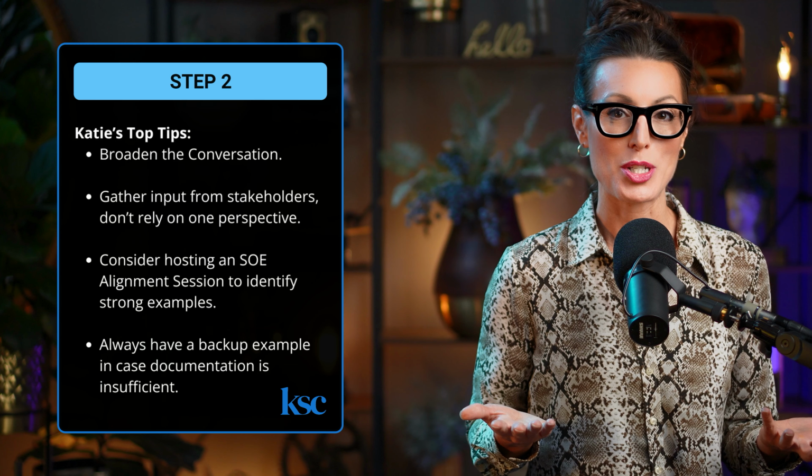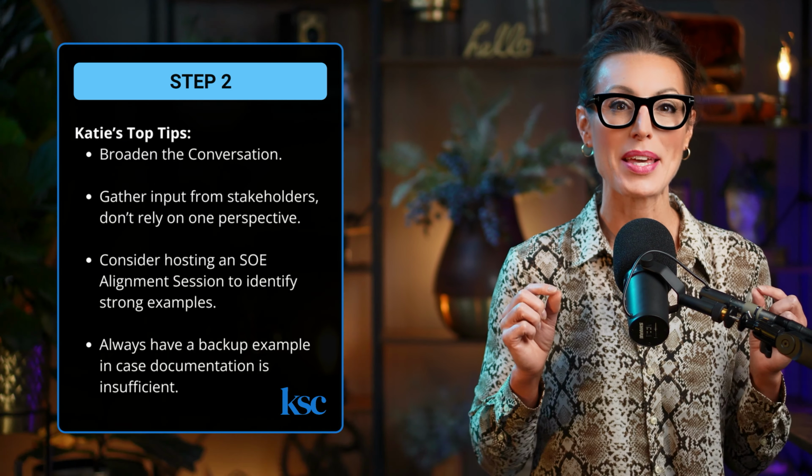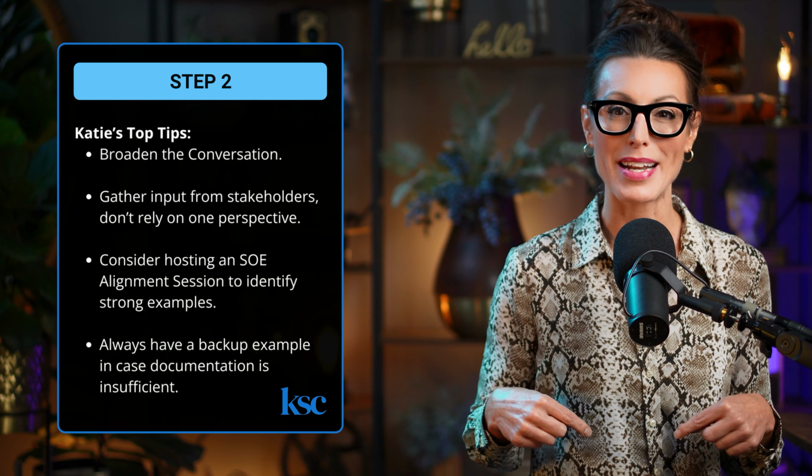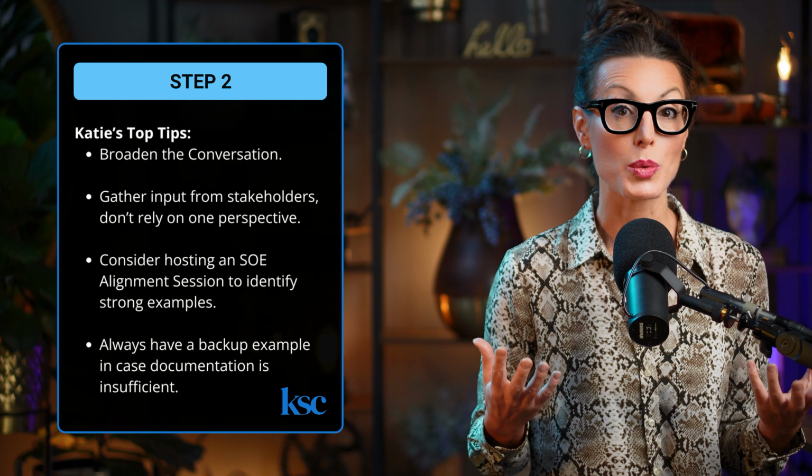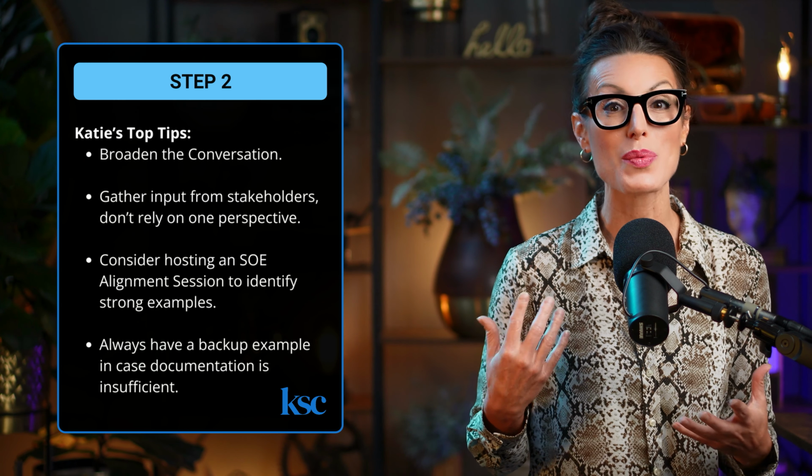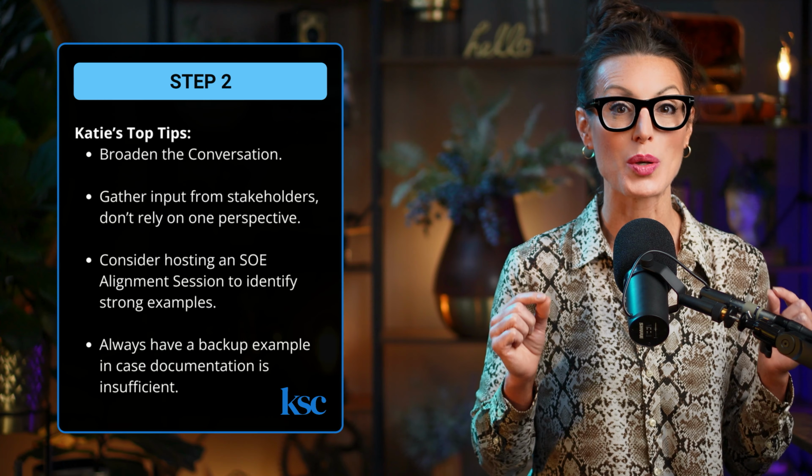And before we wrap up step 2, here's one last thing I'd like to share, something that I've just learned over the years. I highly recommend having backup examples in mind for each Magnet SOE, if at all possible. Because as you start gathering evidence, which we'll talk about in the next step, you might start to realize that your original example doesn't actually have enough supporting documentation. And if you get halfway through all of that evidence gathering and you realize that you don't have enough proof, a backup example can really save you a ton of time and stress instead of having to start over from scratch.